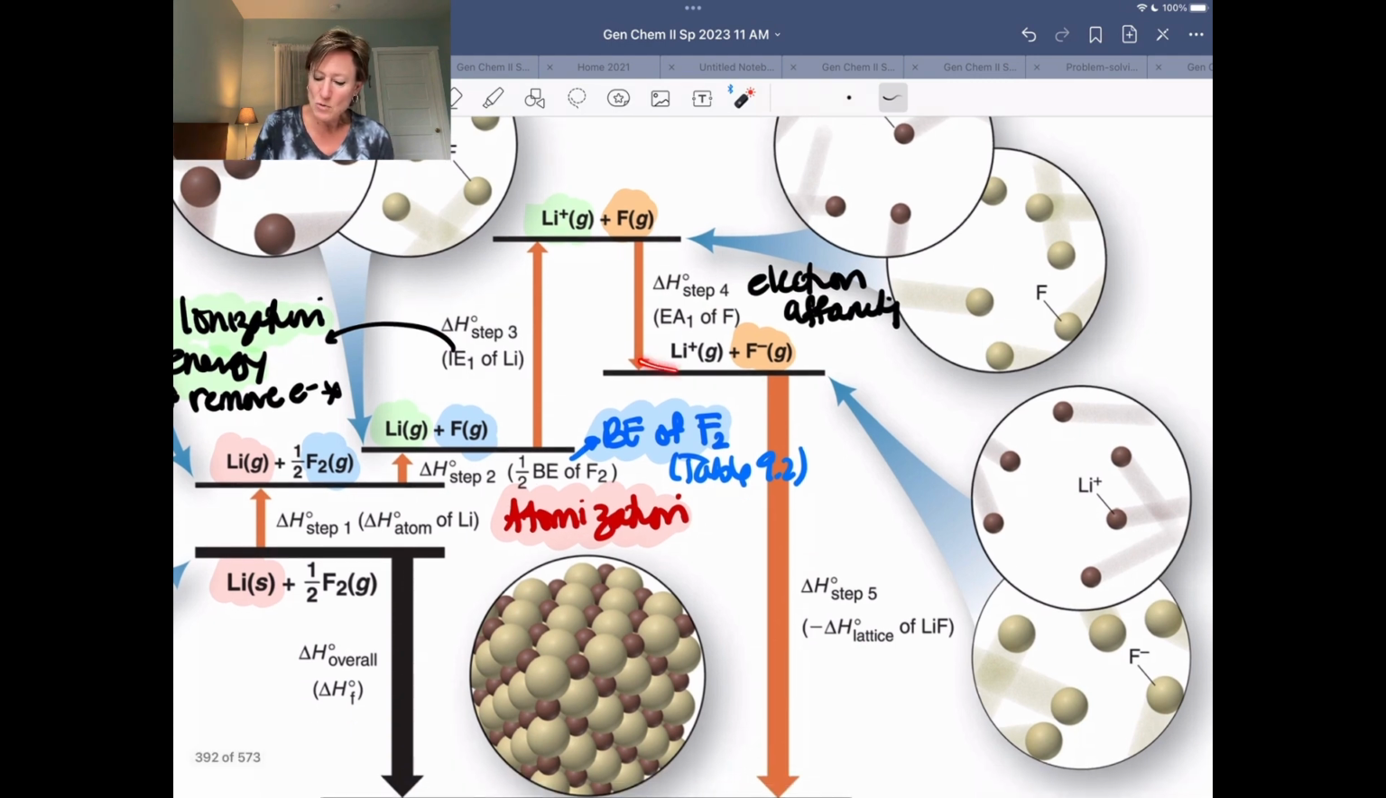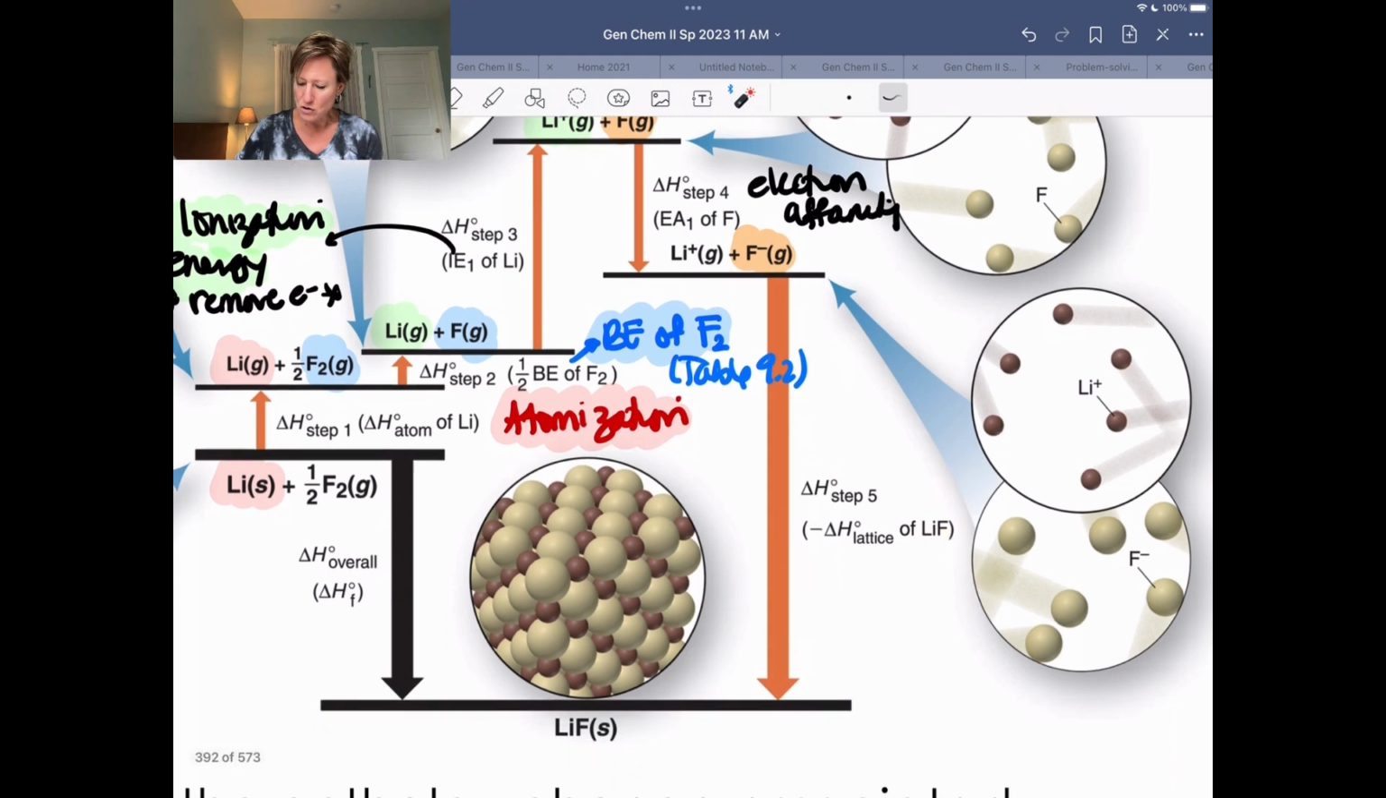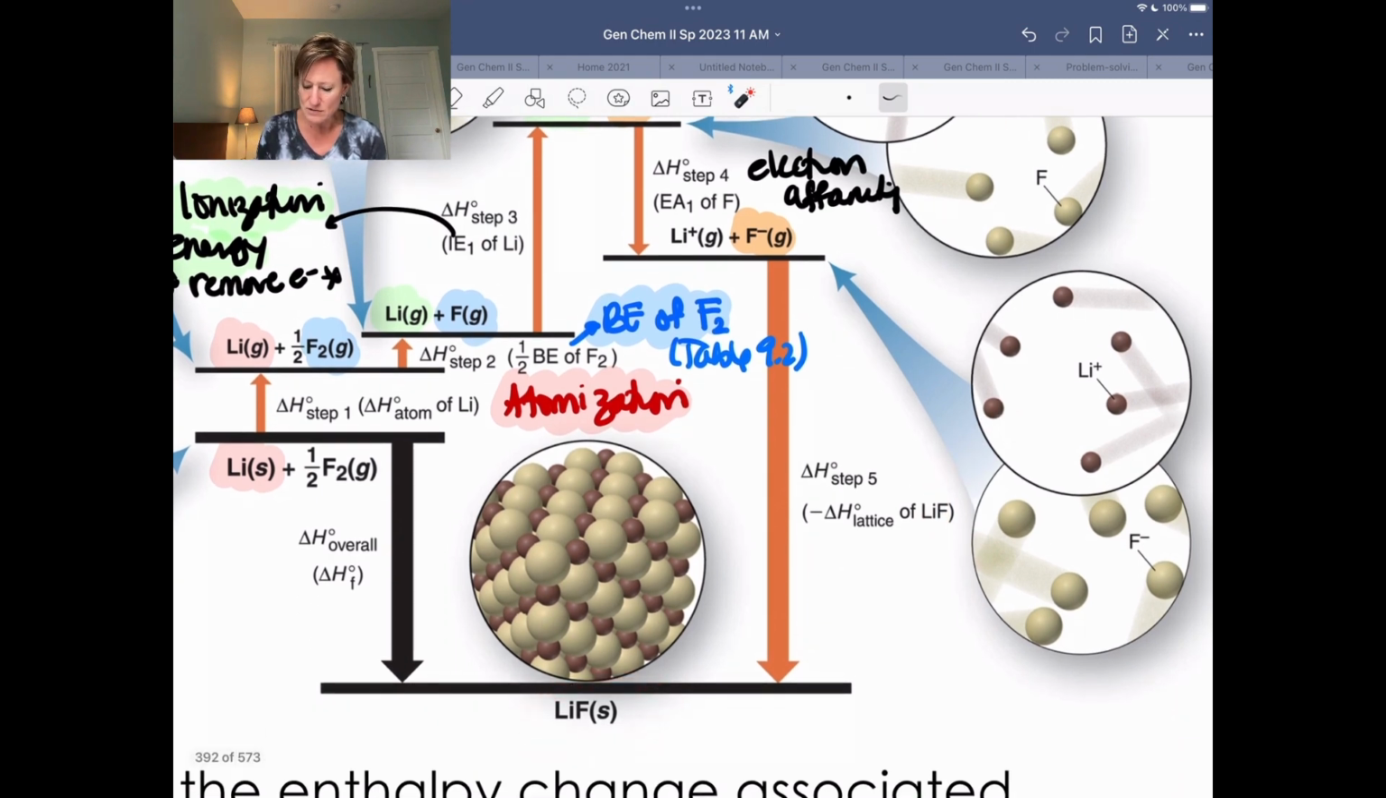Okay, and now when we have this situation, and this again is not something that happens in reality, we've got gaseous lithium cations and gaseous fluoride anions. Again, notice that these fluoride anions got bigger, since they take on electrons and become bigger. Now, the attractive force between these is so great that they are going to crash down and become this very ordered ionic solid. Okay? Notice that this is the negative of lattice energy.